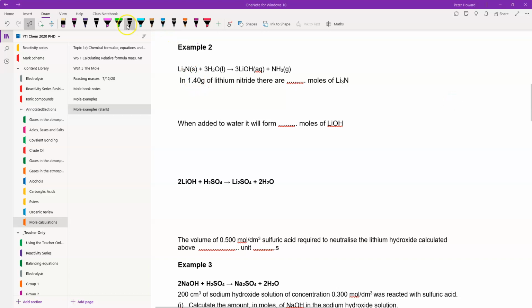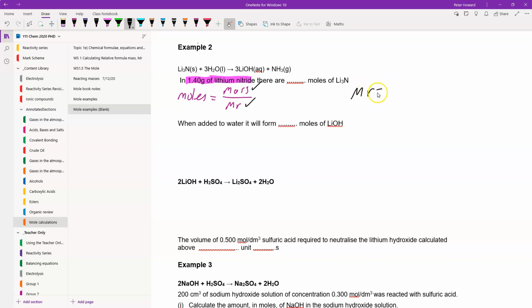So in this question, it says we have 1.4 grams of lithium nitride and asks how many moles are present. So this is to do with a solid. So we know moles equals mass over Mr. It gives us a mass, and Mr we can calculate, so we can work out the number of moles.